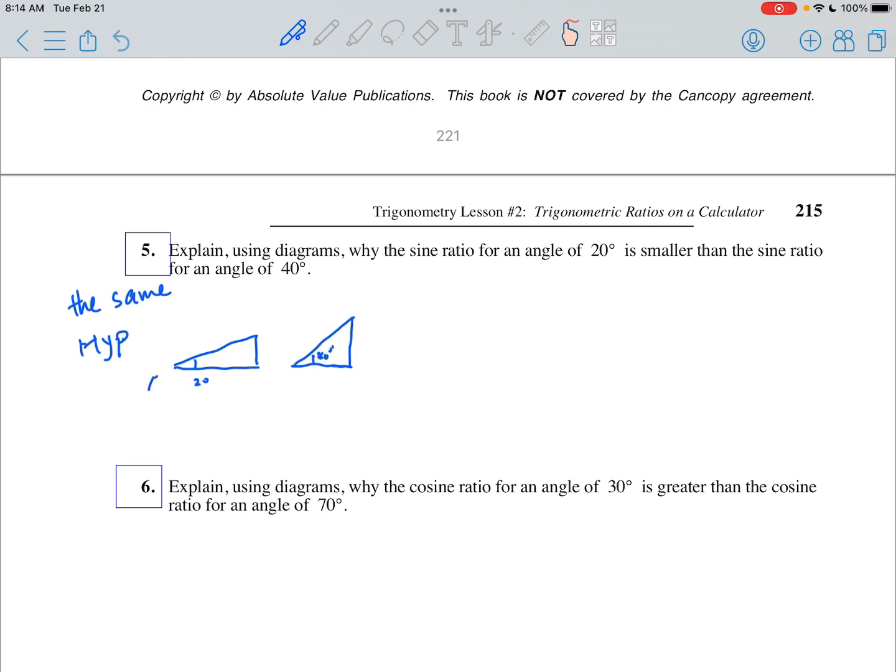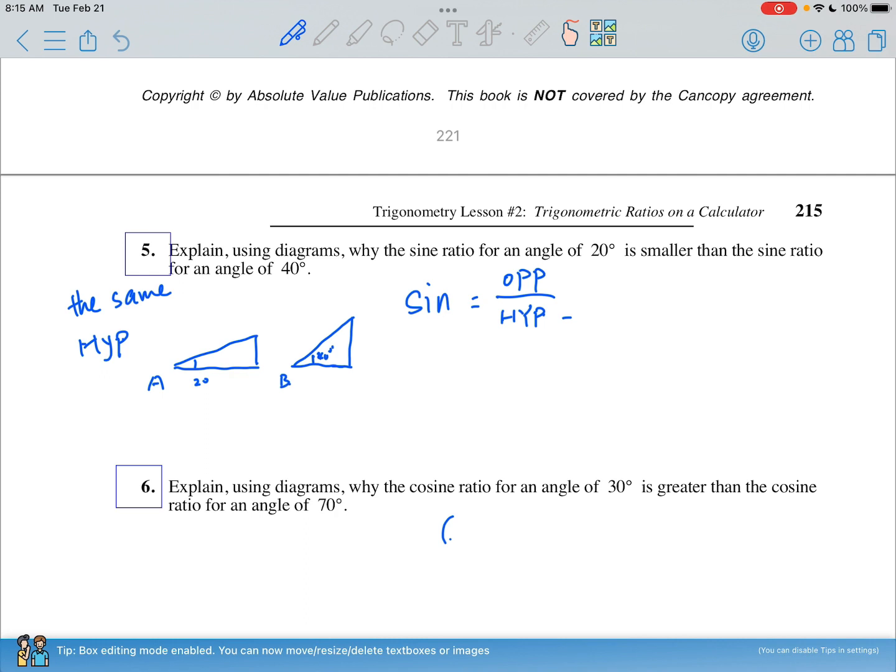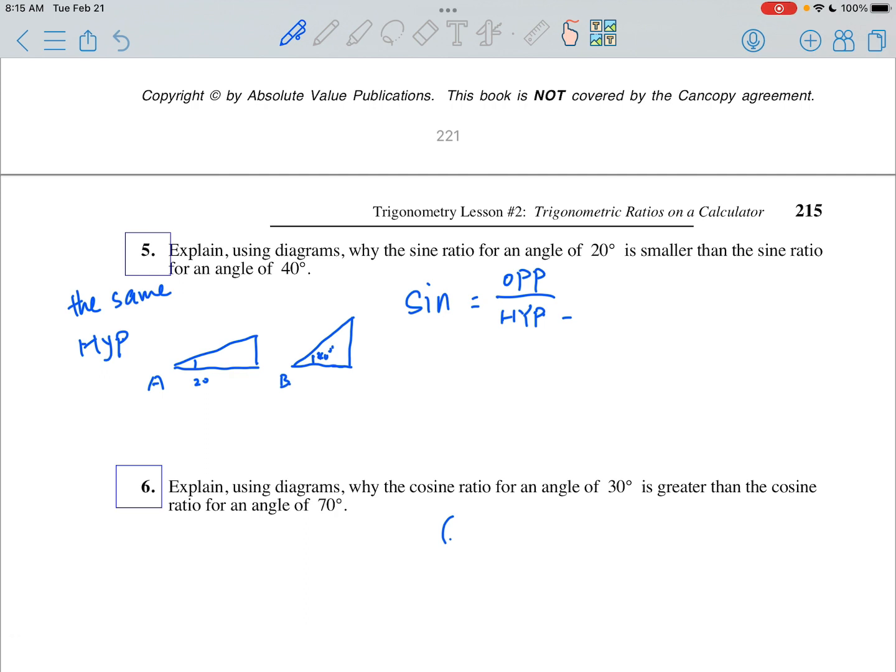This is A, this is B, and sine equals opposite divided by hypotenuse. For these two, the hypotenuse is the same. We can see from the triangle that for 40 degrees, the opposite is larger than for 20 degrees. And of course, sine 40 is larger than sine 20.